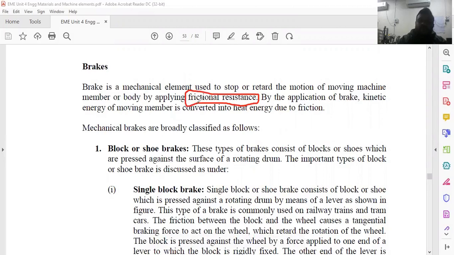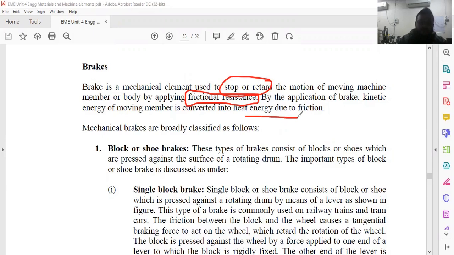But the function of brake is what? The function of brake is to stop or retard the motion of any moving machine member, specifically automobile vehicles that we normally use. So the kinetic energy of the moving machine member is converted into heat energy due to friction, so that your moving machine member is stopped.